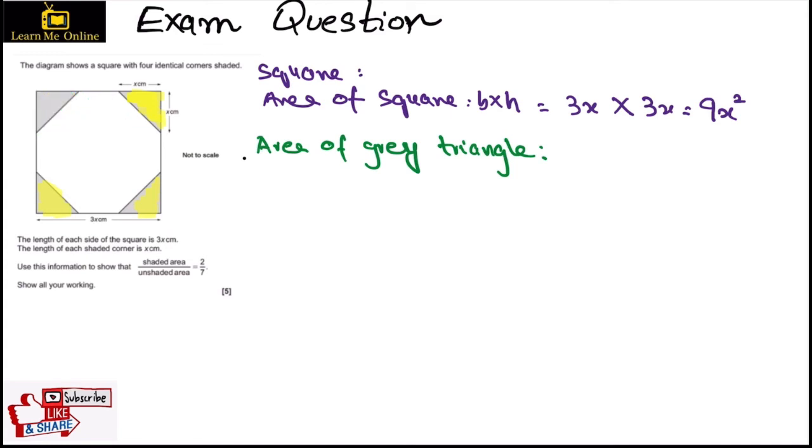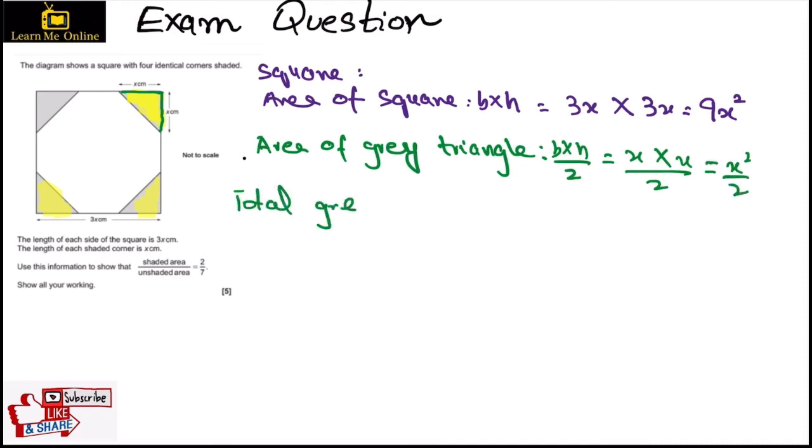I'm finding out this area, and we know that the area formula is base times height divided by 2. So the base and the height are the same, which we know from here is x and x. So we're going to write down x times x and make a half, which would be x squared over 2. Now I'm going to find out the total gray area. The total gray area means there are 4 identical triangles. So I'm going to multiply 4 with x squared over 2, and that would give us 2x squared.